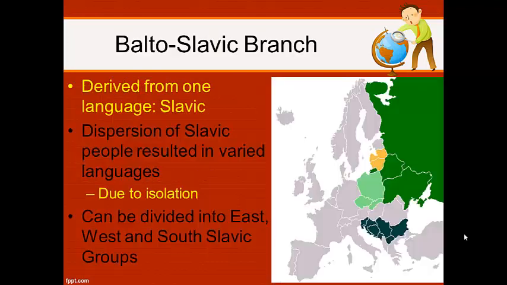Look at your map. All right, Balto-Slavic is the next branch we're going to discuss. Now, all the languages within the Balto-Slavic branch derive from a mother language, if you will, Slavic. What started to happen is that the people who spoke Slavic dispersed, and they moved north, south, east, and so on and so forth. This language developed due to isolation, and now it can be traced to different languages. But nonetheless, it comes from the Slavic language within the Balto-Slavic branch.